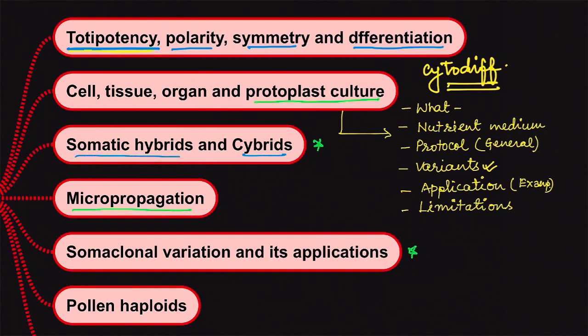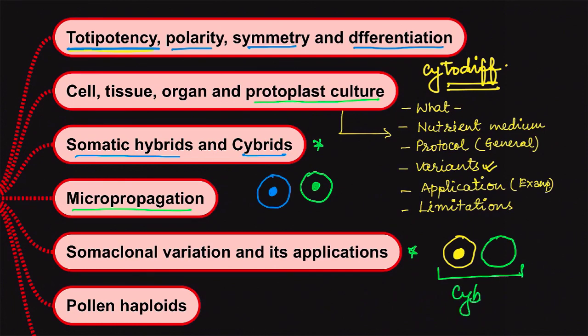So in somatic hybrids, you will notice that there are 2 protoplasts and they fuse entirely together, whereas in a cybrid, one of the protoplasts is without its nucleus, whereas the other protoplast is with its nucleus. So this one is going to be called a cybrid and this one is a somatic hybrid. This is an ultra simple outline of what is a somatic hybrid and what is a cybrid.